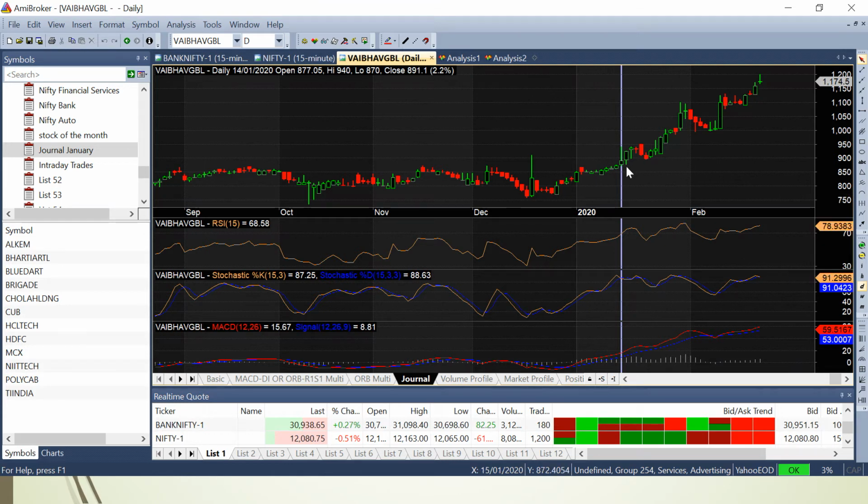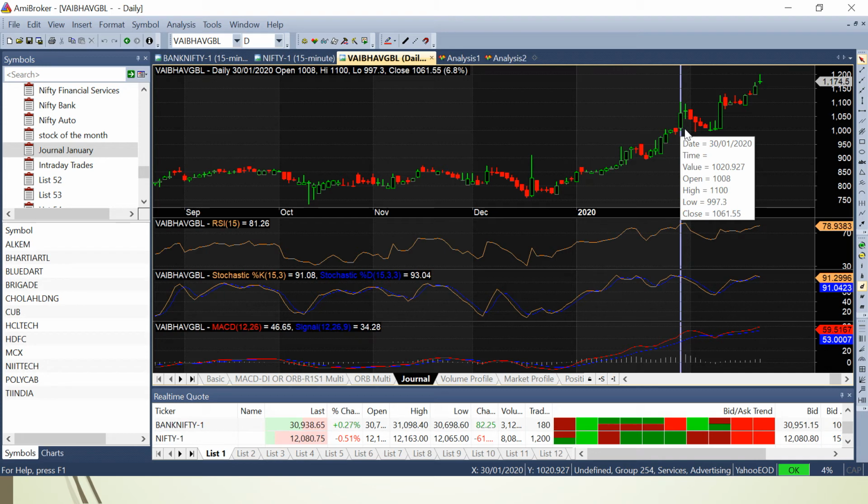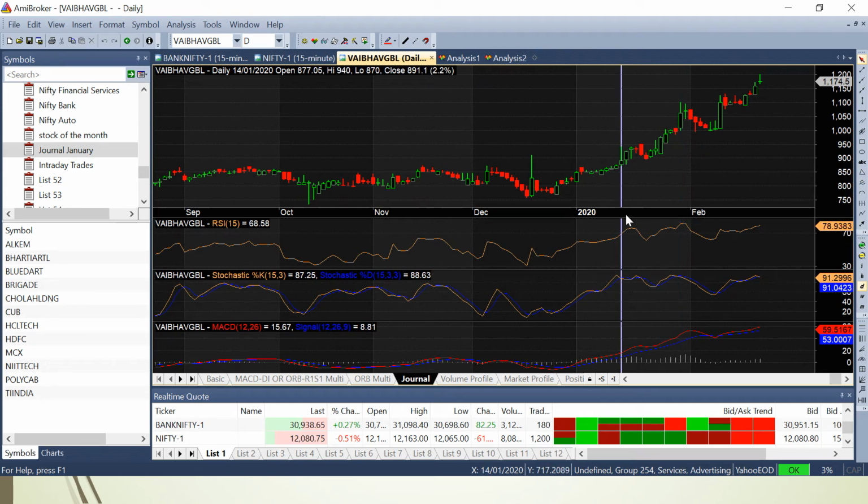Let's say you have bought around 10th to 14th January. You see there is a significant peak made on 31st January. So first of all, on 14th January, what was RSI? What is the peak of RSI in this zone? This one, right?